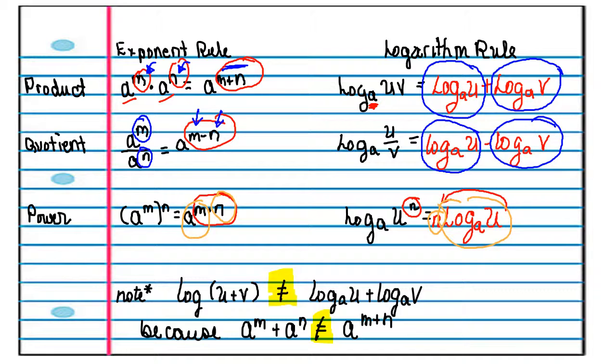Great to note that if you have a logarithm where the u and the v, or the two numbers, are being added inside the parentheses, it does not mean the same thing. That means something totally different, so you can't multiply it together, because a to the power of m plus a to the power of n cannot be added together. It's all about multiplication. Think about it for a minute, and I think you'll see the pattern.